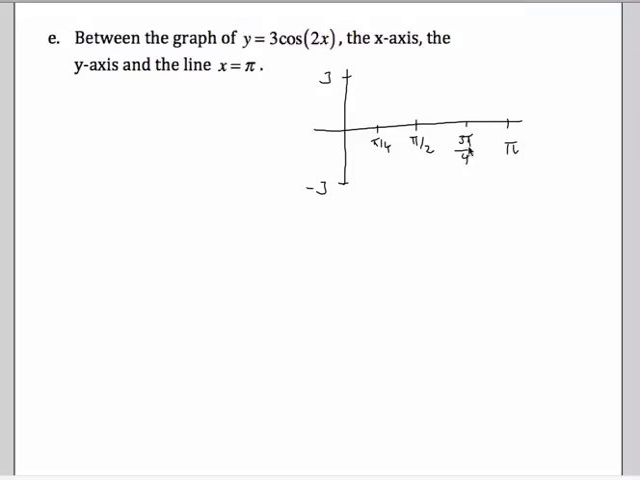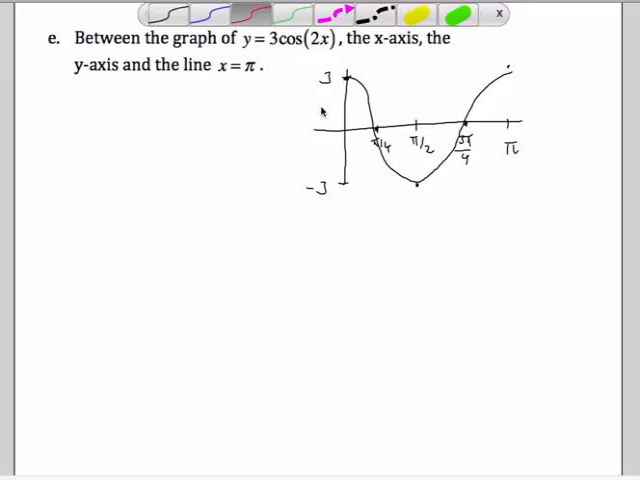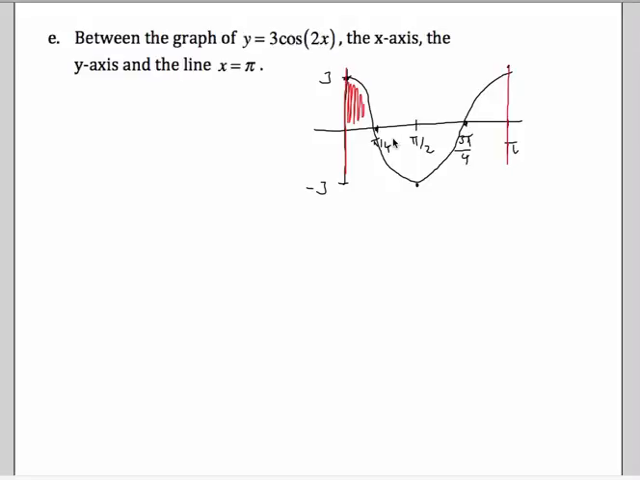3 pi over 4, so here, and then here, here, and here. So my function looks like this. Okay, so we are trying to find the area between the curve and the x-axis and the y-axis, and then x equals pi. So here, here, and so we want this area here, there, and that.